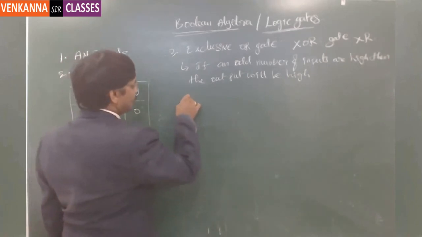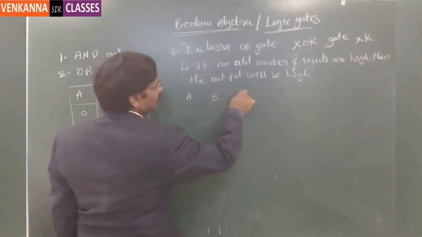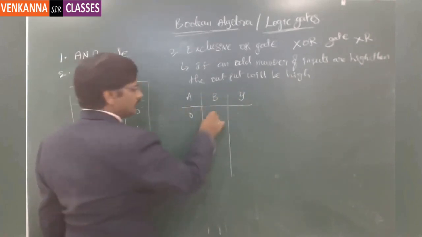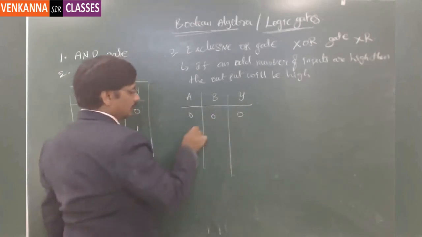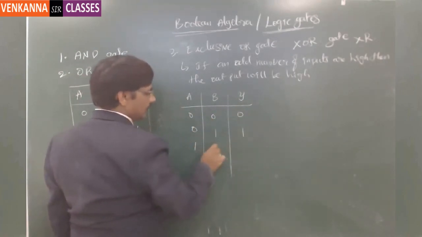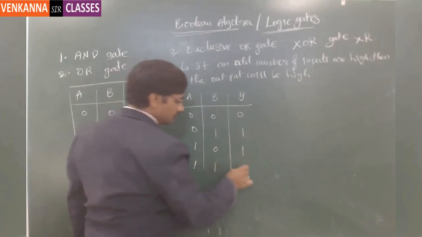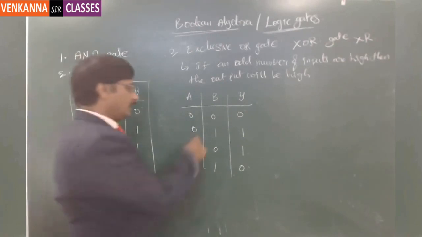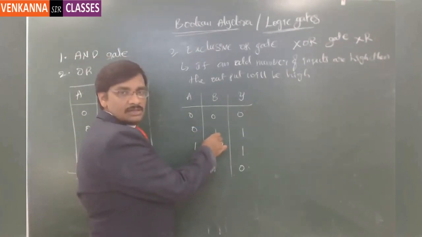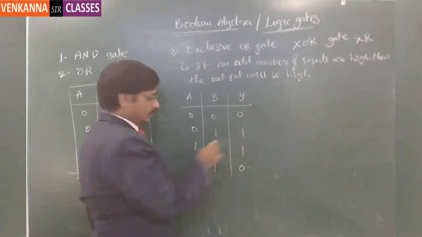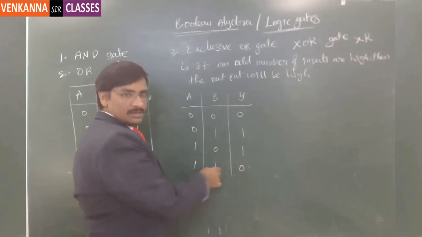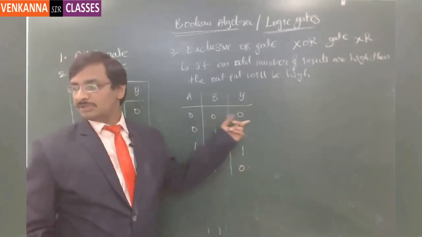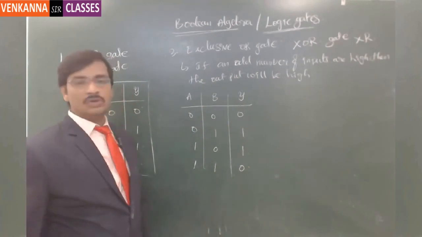So here, in the XOR gate, this is A, and this is B, and this is Y. If this is 0 and this is also 0, the output will be 0. If this is 0 and this is 1, the output will be 1. This is 1 and this is 0, the output will be 1. This is 1, this is 1, the output is 0. If you notice, here only one 1 is there. 1 is an odd number, so the output is 1. Here also 1. Here two 1s are there, an even number, so it will be 0. Here no 1s are there, it will be 0. Got it? So this is the exclusive OR gate.